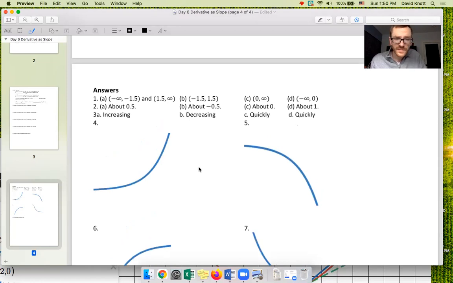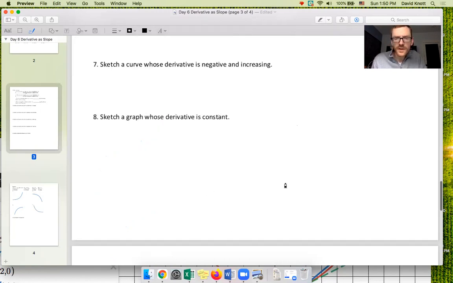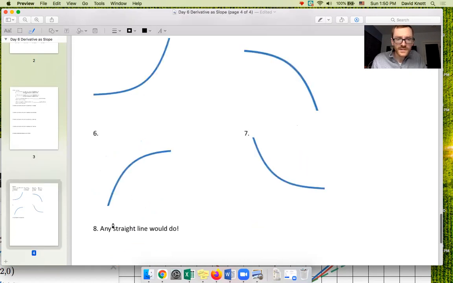On the other hand, if I go to number 6, it says sketch a curve whose derivative is positive and decreasing. Okay, so the slope should be positive but decreasing. That's this picture here.